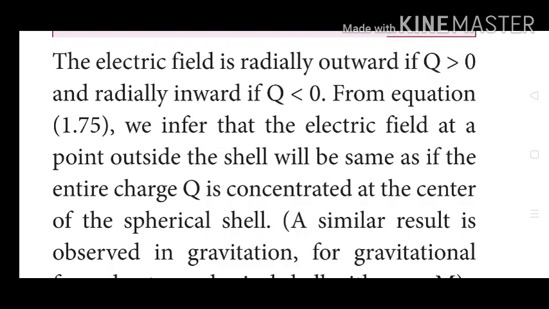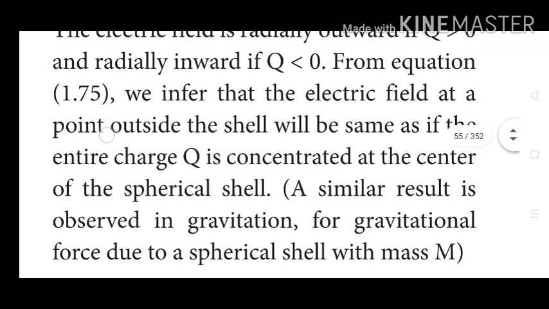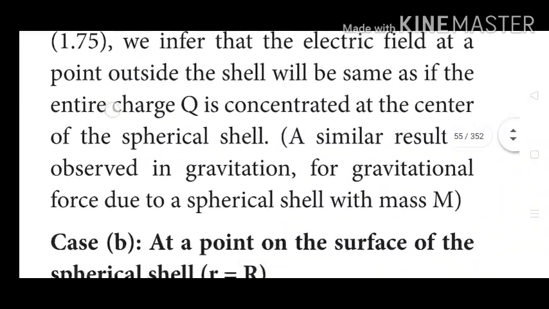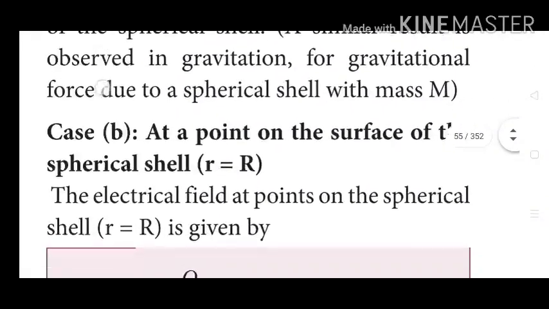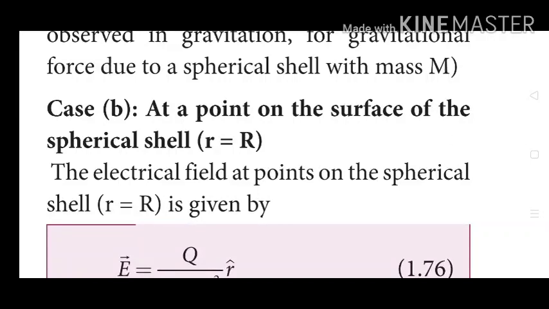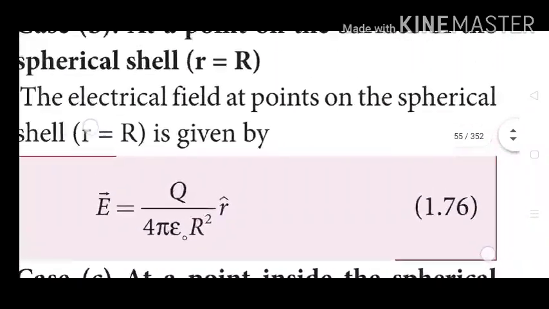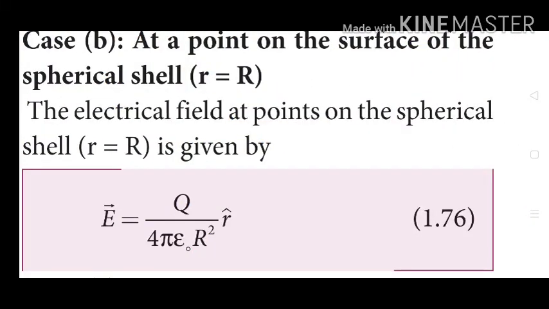From equation 1.75 we infer that the electric field at a point outside the shell will be the same as if the entire charge Q is concentrated at the center of the spherical shell. A similar result is observed in gravitation for the gravitational force due to a spherical shell with mass m. Case 2, at a point on the surface of the spherical shell, that means small r is equal to capital R. The electric field at points on the spherical shell, r equal to capital R, is given by E vector is equal to Q by 4 pi epsilon naught r square r cap, equation 1.76.